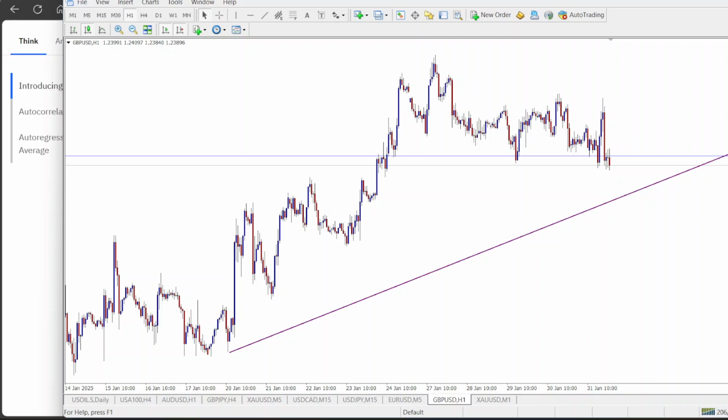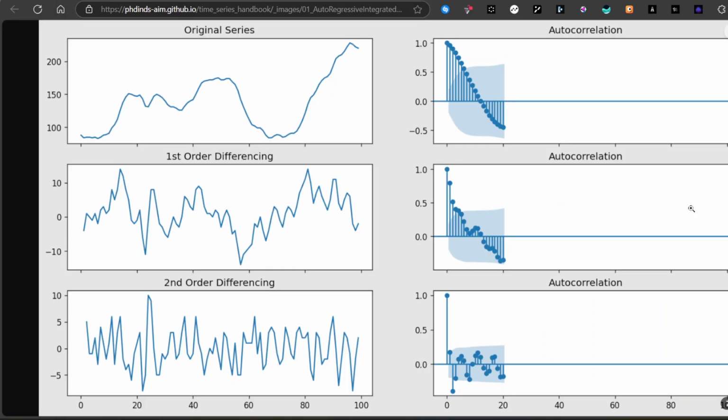Integrating ARIMA into a trading strategy begins with collecting and preparing the data. Accurate historical data is essential, and ensuring that the data set is clean and properly formatted is the first step. Once the data is ready, the next step is to test for stationarity. Statistical tests such as the augmented Dickey-Fuller test can determine whether differencing is required.